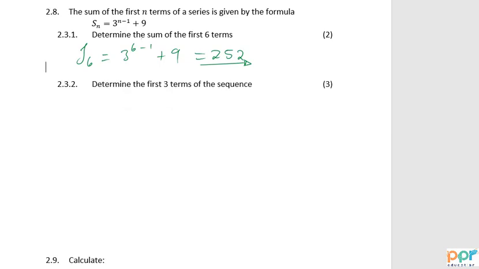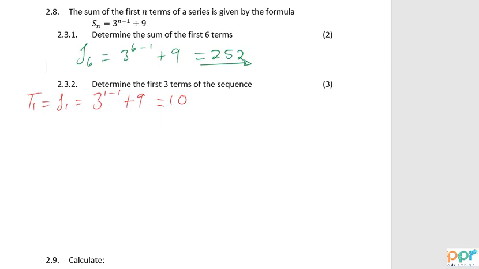No questions? Okay. The next question says, determine the first 3 terms of the sequence. You know, the first term is exactly equal to the sum to the first term. So the sum to the first term would be 3 to the power 1 minus 1 plus 9. 1 minus 1 is 0. 3 to the power 0 is 1. 1 plus 9, the answer would be 10.